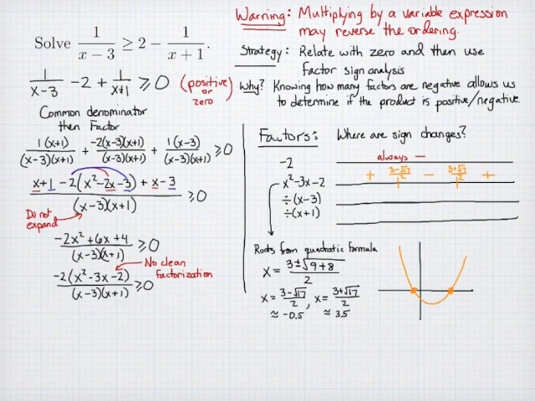The factor that comes from dividing by x minus 3 has a root. Well, it doesn't actually have a root. It changes sign when x equals 3. So here's 3.